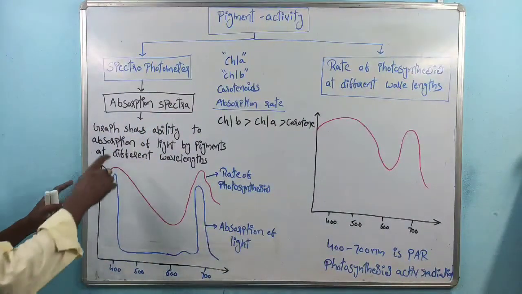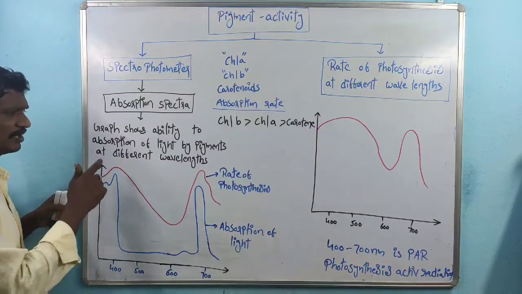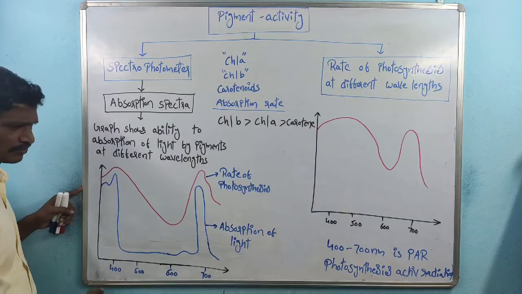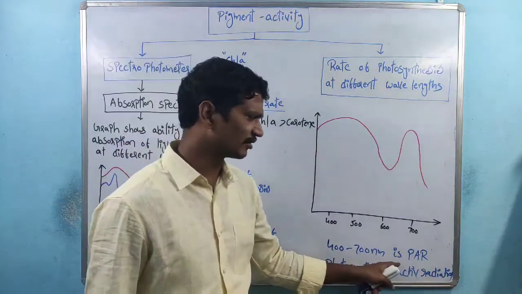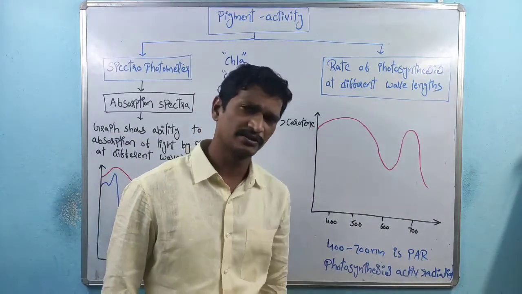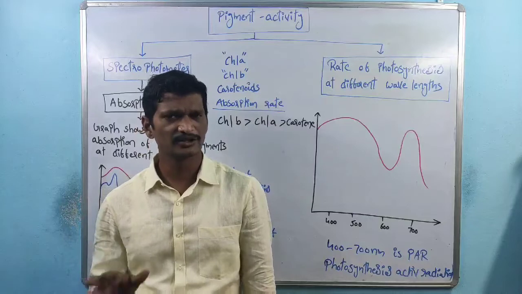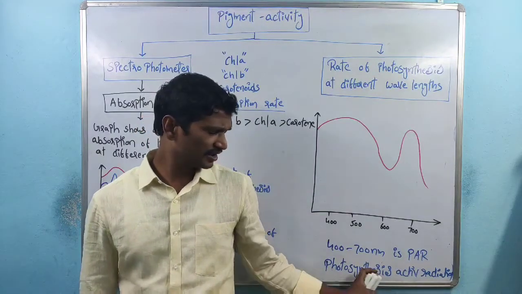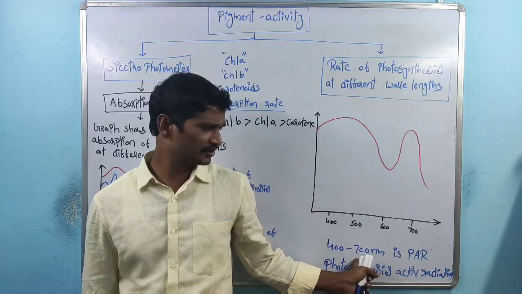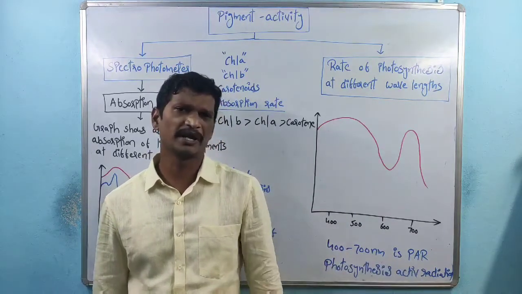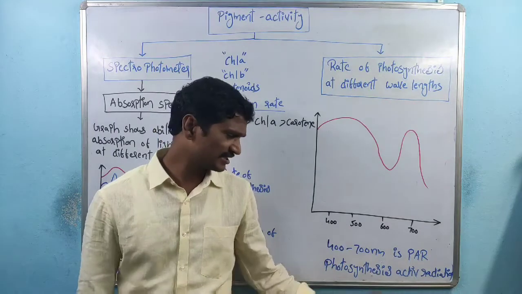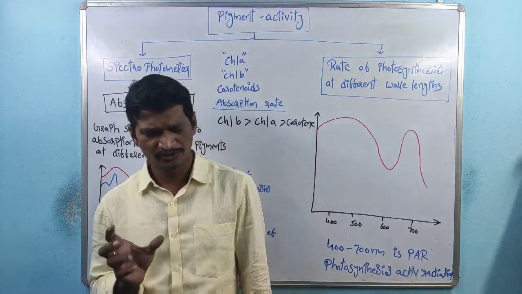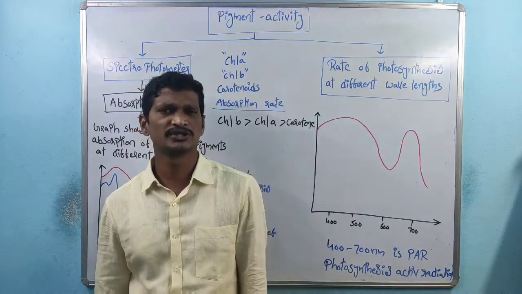The graph shows the ability of pigments to absorb light at different wavelengths. We know that light of 400 to 700 nanometers is the only light utilized by plants. This is the visible range, and it is also called PAR. PAR is nothing but the photosynthesis active region. Within this region only, photosynthesis takes place.